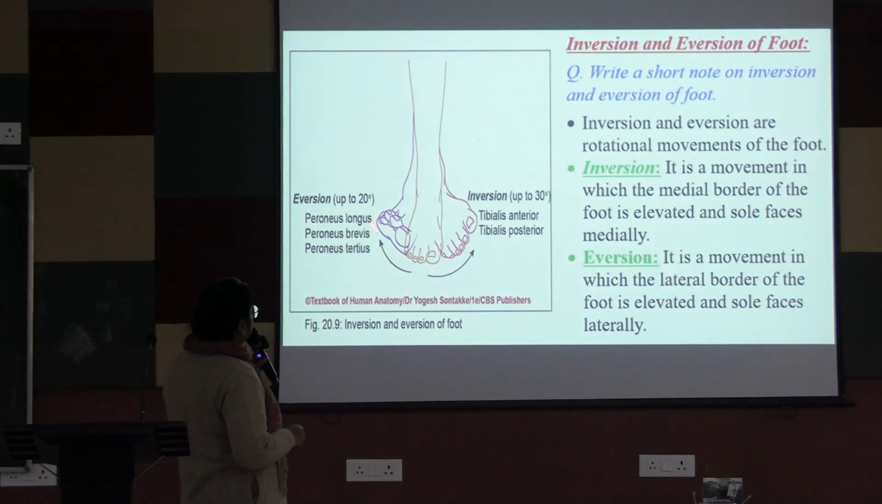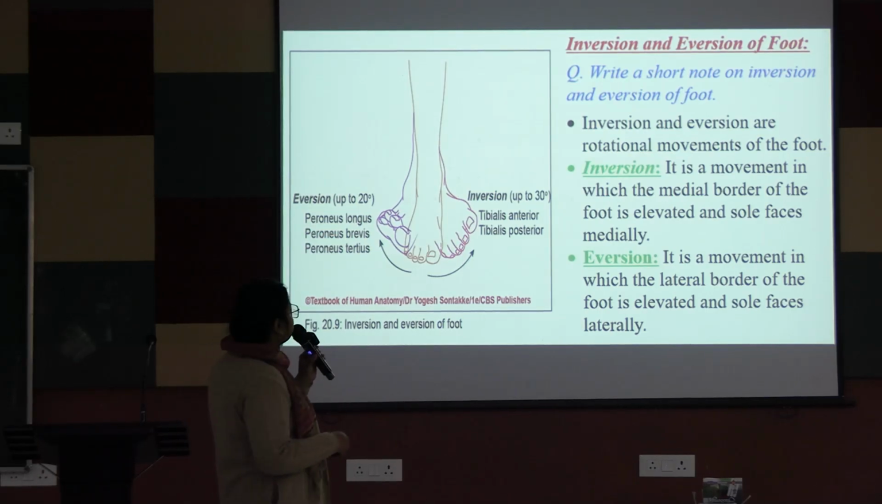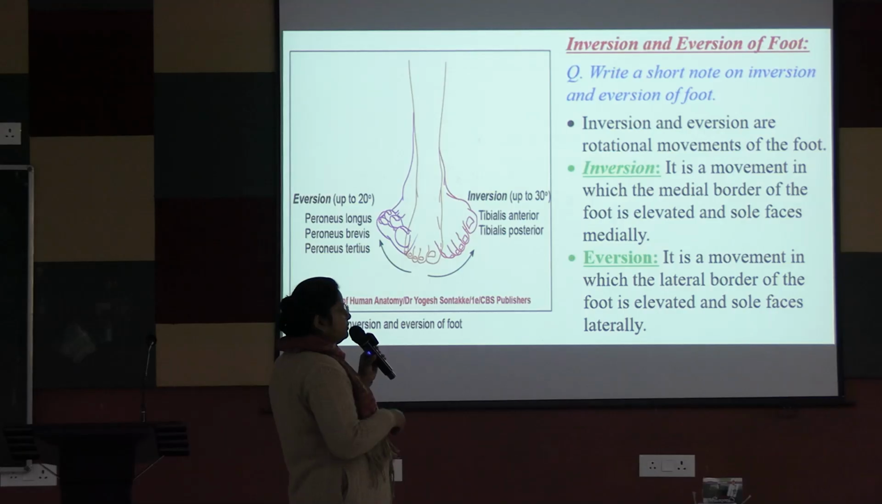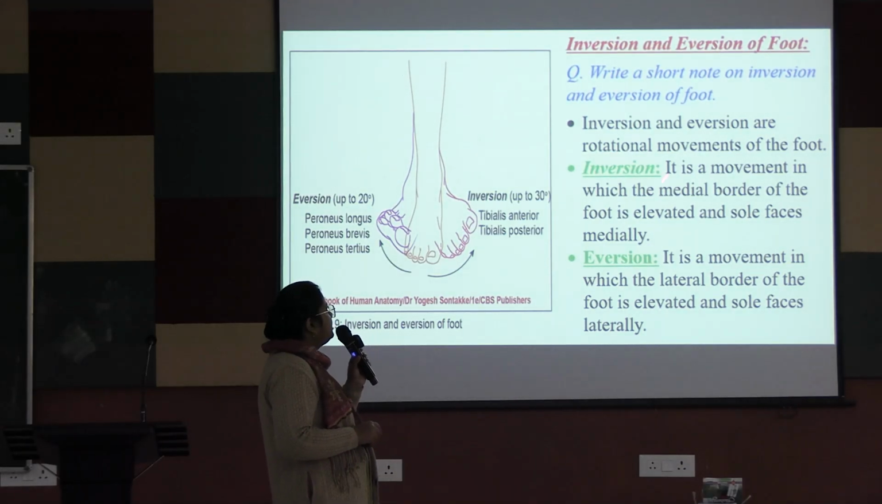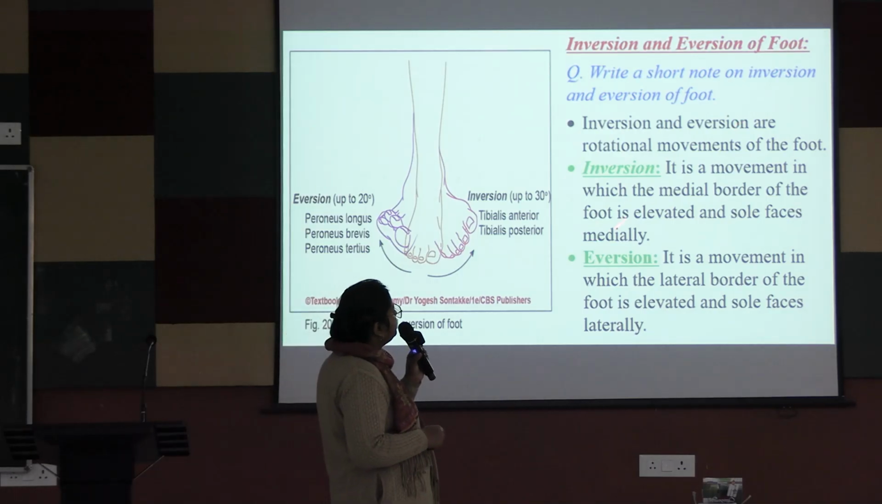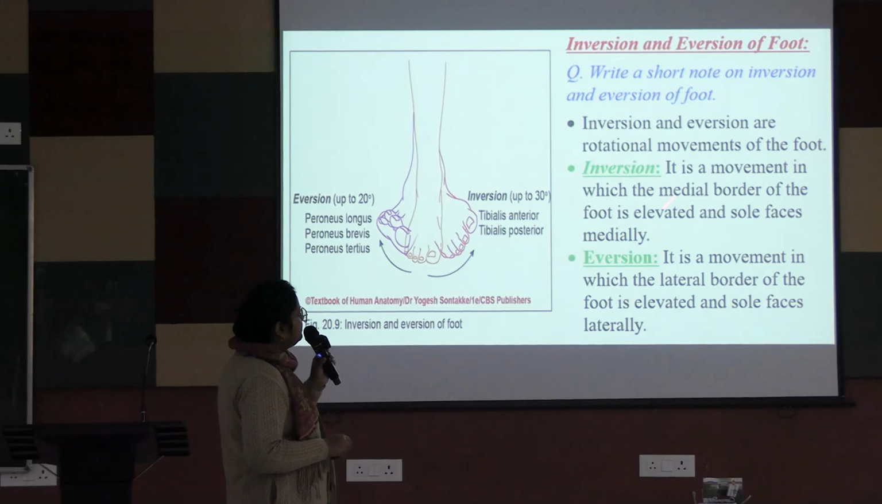When the lateral border is raised, that is known as eversion of the foot. Eversion occurs up to 20 degrees, and these are the muscles involved. The main muscles are peroneus longus and peroneus brevis, and peroneus tertius helps in eversion. All those peroneal muscles are located laterally. Next, inversion and eversion are rotational movements of the foot. Inversion is a movement in which the medial border of the foot is elevated and the sole faces medially.